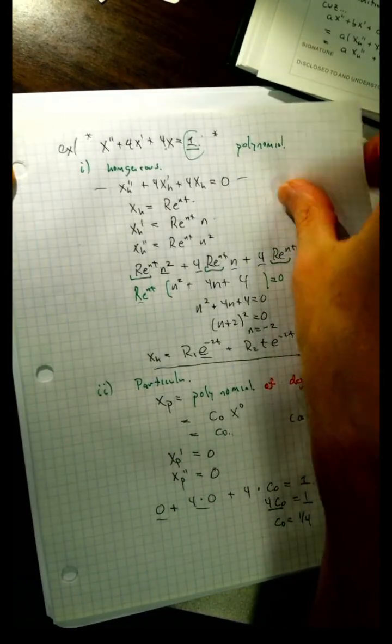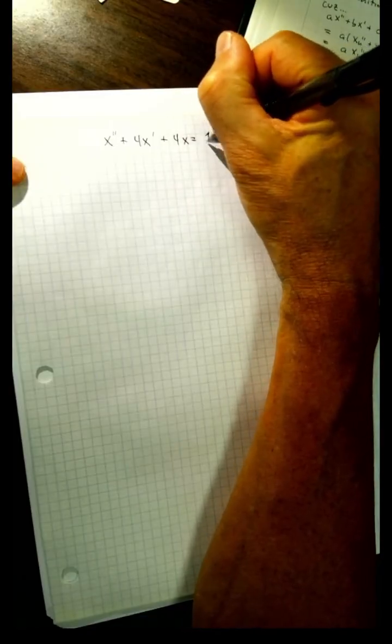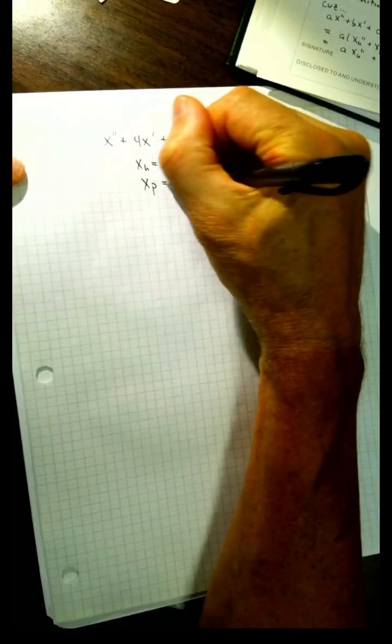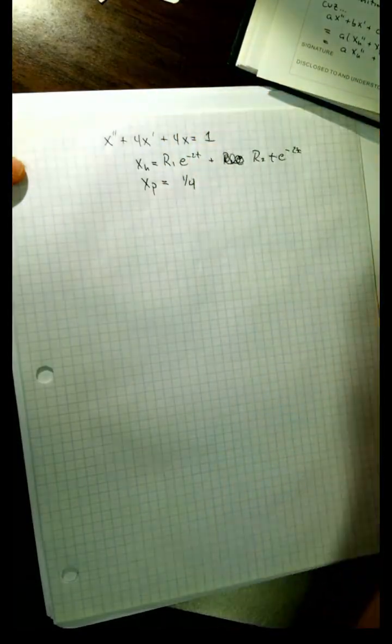Okay. So that means then I started off with x double prime plus 4x prime plus 4x is 1. I found the homogeneous solution was R1 e to the minus 2t plus R2, it was a double root, R2 t e to the minus 2t. My particular solution was c0, which was 1/4.